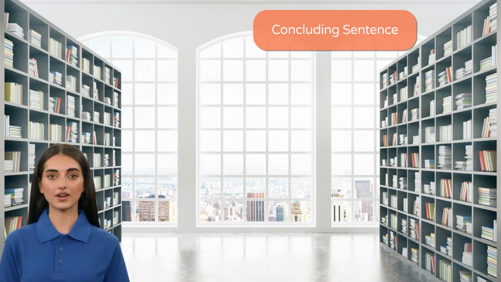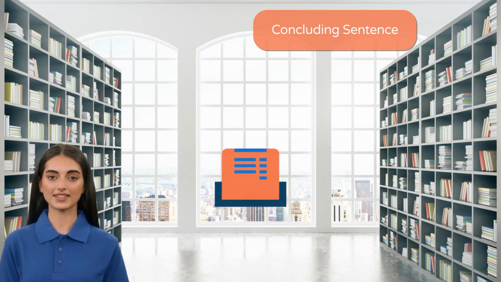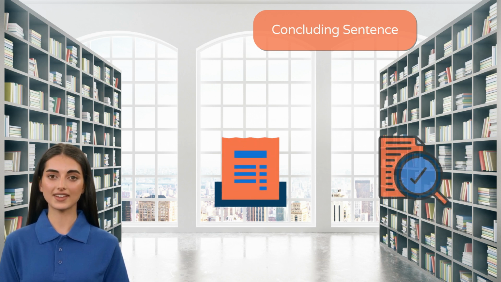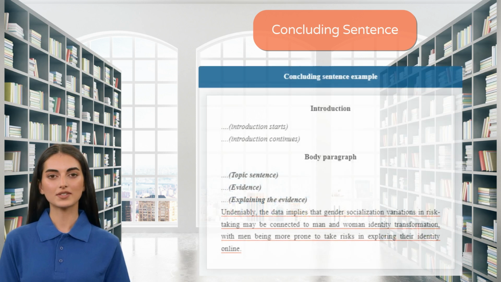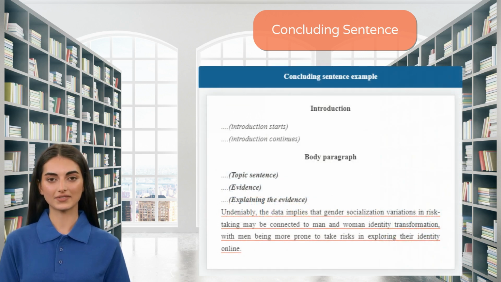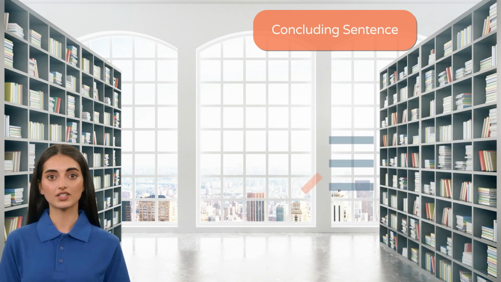To wrap up your paragraph, you need to mention your thesis statement again and show how the evidence influences the main idea. This final sentence is used as a closure and reinforces the main point of your paragraph. Our example serves as the bridge between the presented evidence and the thesis statement, connecting them logically. It also provides a final statement that explains how men are more likely to take risks when changing their online identity.